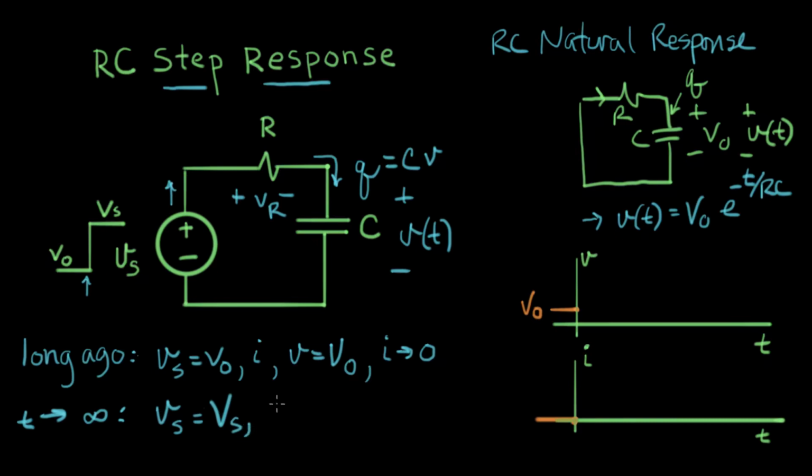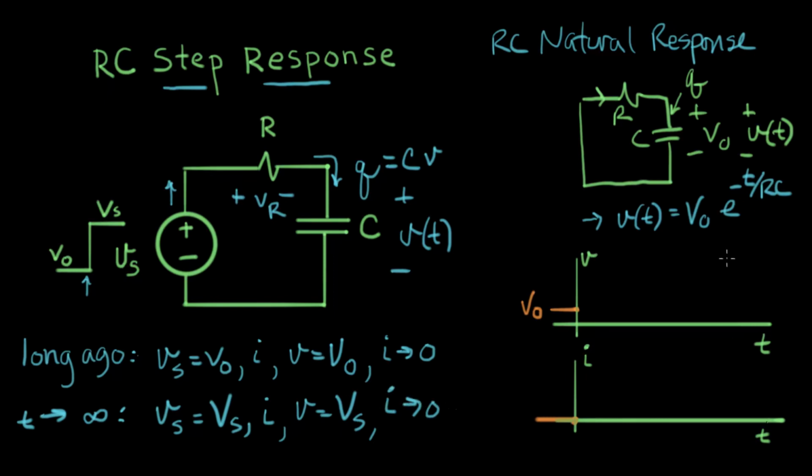And we can do the same sort of analysis. There's going to be some current that will flow. Q will build up until the voltage on the capacitor will go to Vs. And the same story, the voltage across the resistor then will be 0 again, and that means that I will be 0 again. This is for a long time from now.